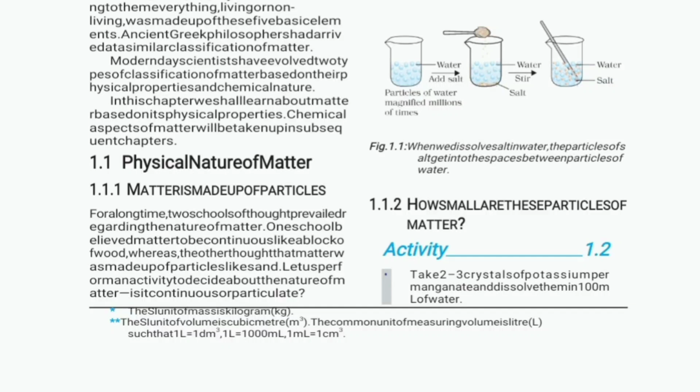1.1.1 Matter is made up of particles. For a long time, 2 schools of thought prevailed regarding the nature of matter. 1 school believed matter to be continuous like a block of wood, whereas the other thought that matter was made up of particles like sand. Let us perform an activity to decide about the nature of matter. Is it continuous or particulate?